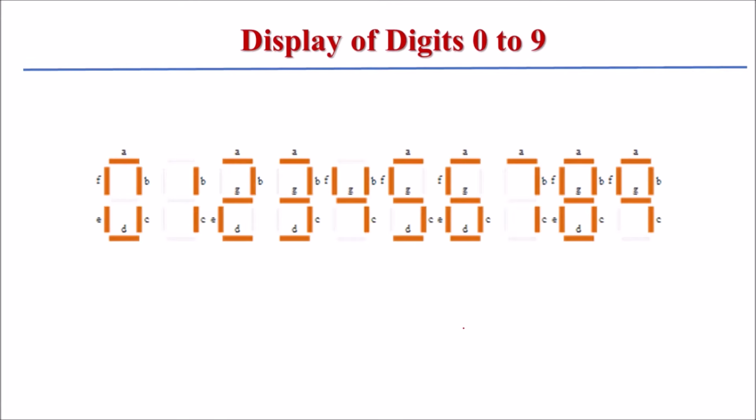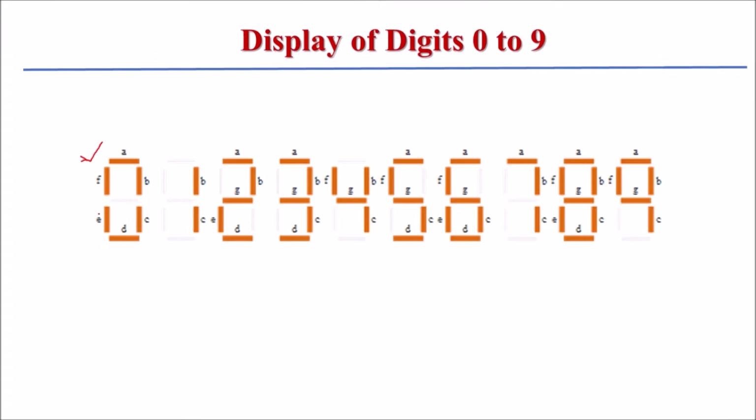Now to display digits 0 to 9, the patterns are shown here, showing which segments should be turned on. So for example, to display 0, segments A, B, C, D, E and F should turn on and segment G should turn off. Here DP is not used, so that is also off. So these 6 segments should be turned on to display 0.